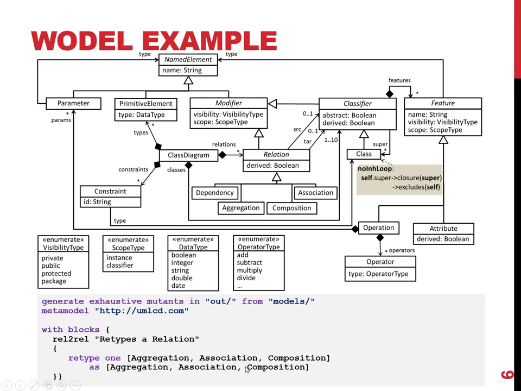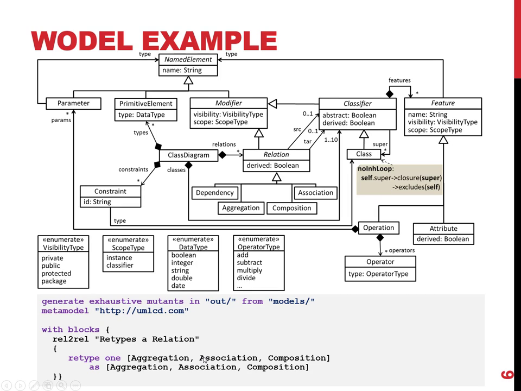Well, in this slide we can see at the bottom a simple example of a Wodel program applied to a simplified UML class diagram meta-model that is presented here in the center of the slide. The simplified UML class diagram meta-model contains the main concepts of the language, such as classes, relations, attributes, and operators. It also contains an OCL constraint, which requires that a class cannot be inherited by itself.